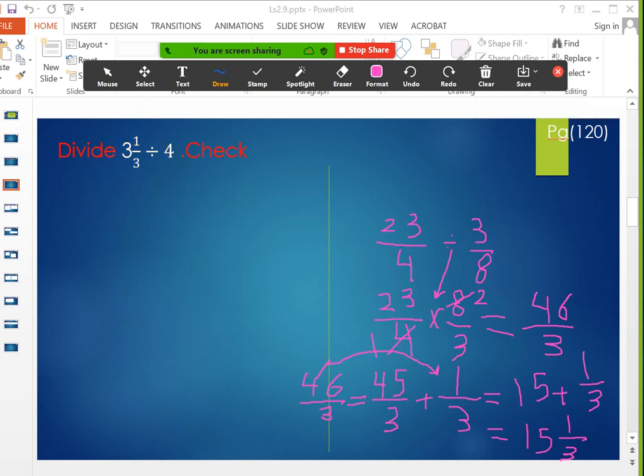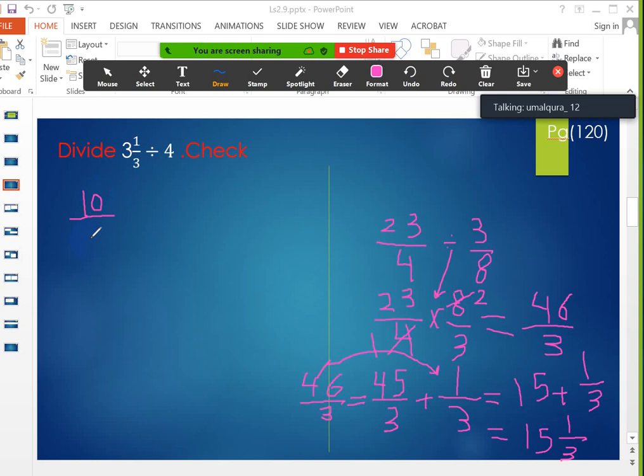Yes, let's see. Selma, could you please help me to write this mixed number as a fraction? 3 and 1 over 3. Yes, teacher. First thing we will multiply 3 by 3 and add it. Then it will be 9. Then add 1. So it will be 10.